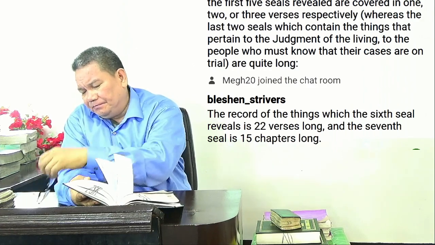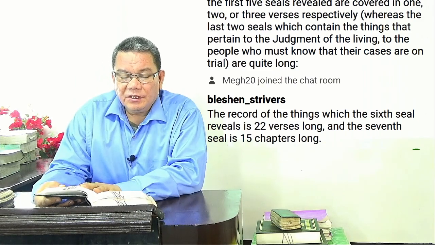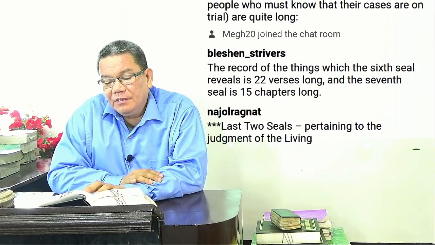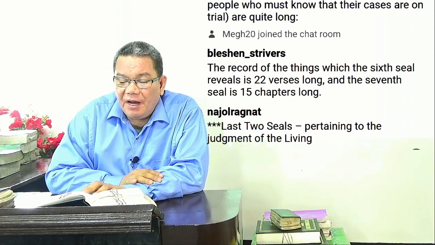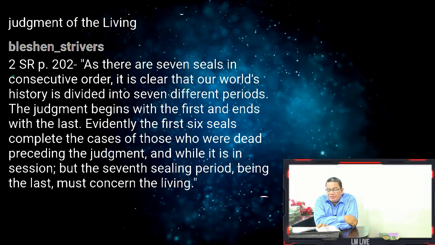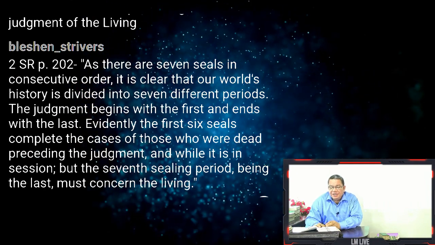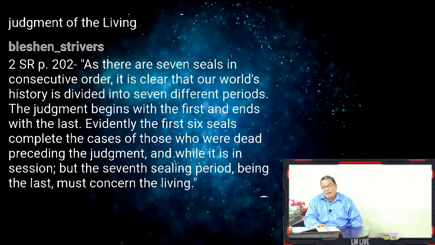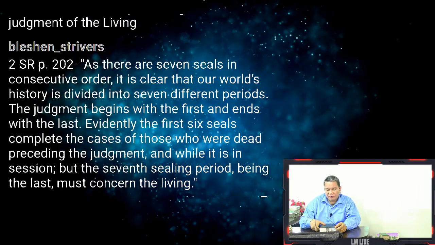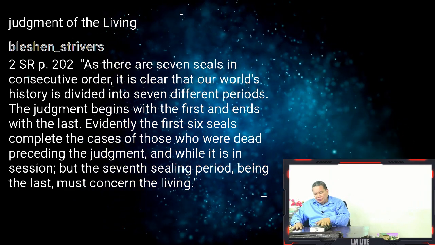Now in 2SR 202, it says, as there are seven seals in consecutive order, it is clear that our world history is divided into 7 different periods. The judgment begins with the first and ends with the last. Evidently, the first 6 seals complete the cases of those who were dead preceding the judgment and while it is in session. But the 7th sealing period, being the last, must concern the living.